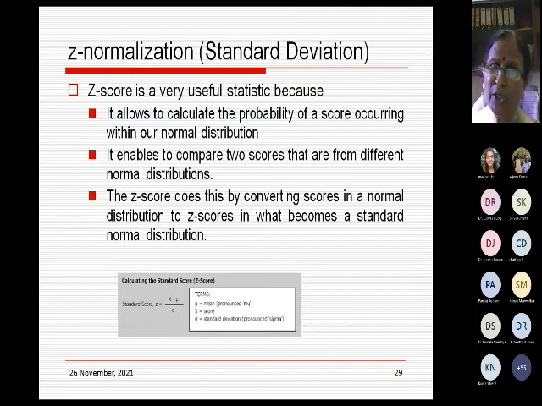So it depends on how your data is distributed. If it has a normal distribution, you may use the z-score. But if your data does not have a normal distribution, maybe you use the decimal scaling or the min-max scale method for the normalization of the data.